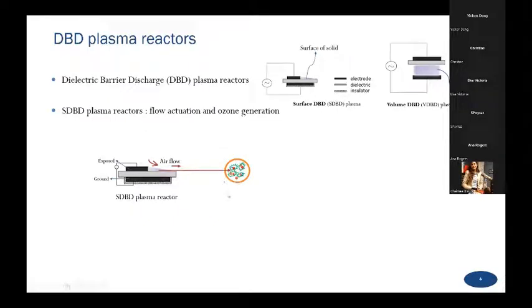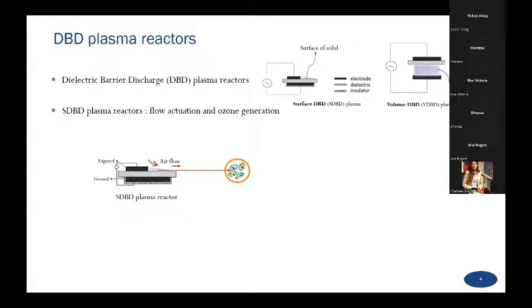Now moving on to SDBD plasma reactors, here is a generic SDBD plasma reactor where we have an exposed electrode and a ground electrode, separated by a dielectric barrier. When we give a high enough AC voltage, there is plasma formation on the surface of the dielectric barrier. The plasma formed here is basically a neutral soup of various particles like ions, electrons, radicals, charged atoms, neutral atoms, as well as molecules.